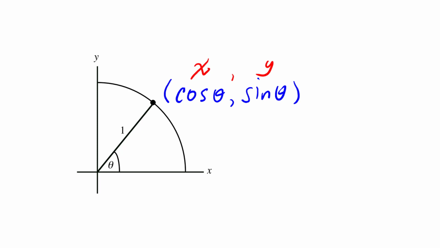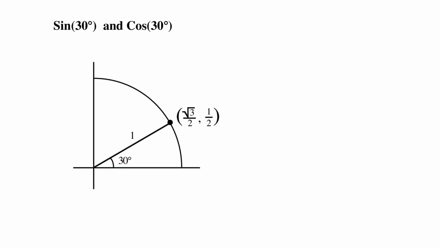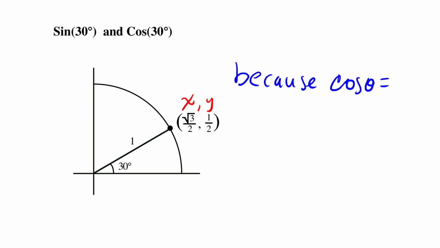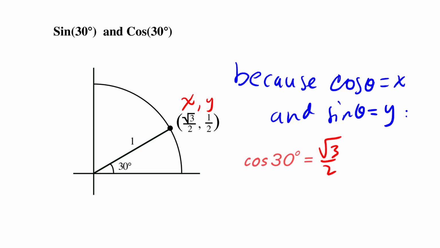So let's go ahead and apply this to a very particular angle measure, 30 degrees, and we'll find the sine of 30 and the cosine of 30 degrees. We've already learned that the point at 30 degrees is radical 3 over 2 comma 1/2. Those are the x and y values. And because, as we've just learned, cosine of theta is equal to the x value and sine of theta is equal to the y value in a unit circle, that means the cosine of 30 degrees is this x value, square root of 3 over 2. And the sine of 30 degrees is the y value, 1/2.